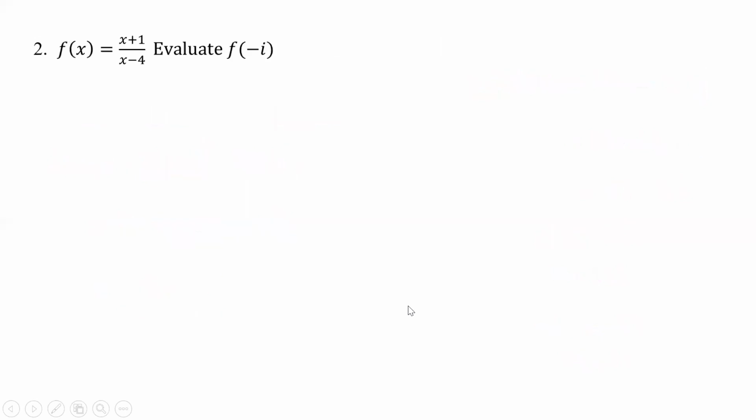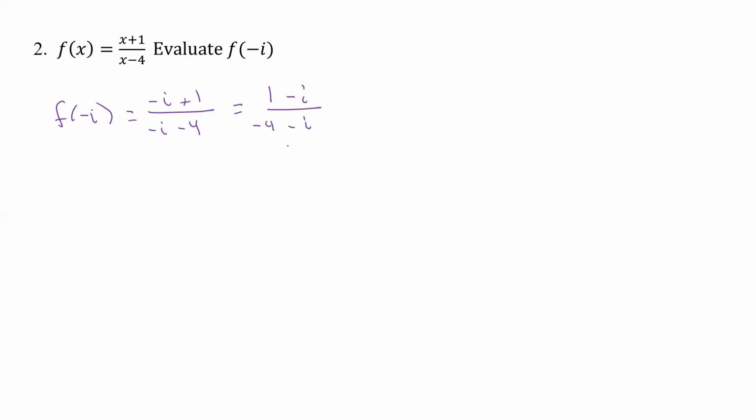All right, what about one where we have a rational expression? So we're plugging in a negative i for x. So f of negative i equals (negative i plus 1) over (negative i minus 4). Now, that's not really in the standard form, so I'm going to rewrite it just so I understand what's going on. We have (1 minus i) over (negative 4 minus i), okay?